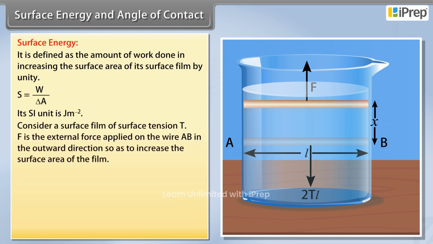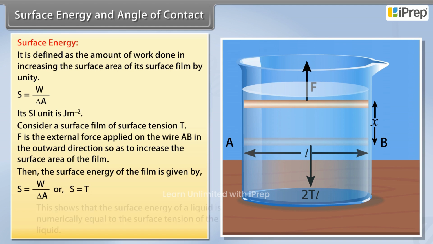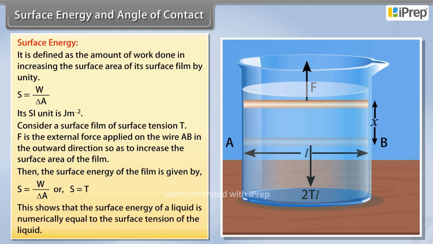Consider a surface film of surface tension T. F is the external force applied on the wire AB in the outward direction so as to increase the surface area of the film. Then the surface energy of the film is given by, we know that S is equal to W upon delta A. This gives the result of S is equal to T. This shows that the surface energy of a liquid is numerically equal to the surface tension of the liquid.